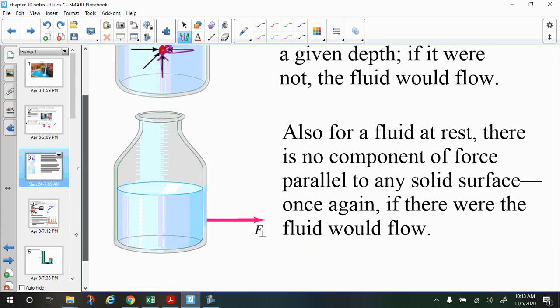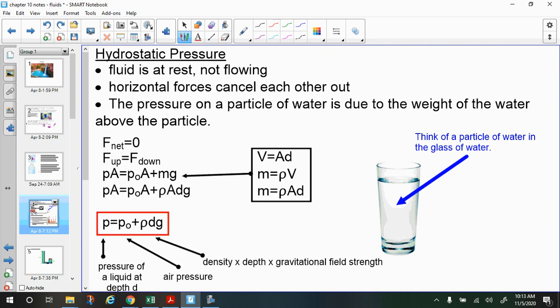So we also know that if the fluid is at rest, it will always provide a perpendicular force on the walls of the container or any surface that it's up against. So let's talk about the equation for pressure at a certain depth in a fluid. This is called hydrostatic pressure. The hydro basically means water, but it works for any fluid. Static means the fluid is not flowing, and then we have pressure.